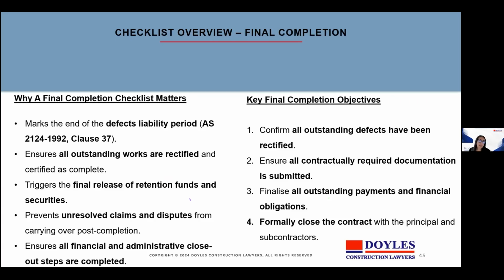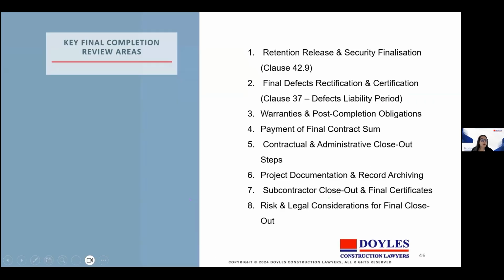So the key financial completion objectives are to confirm all outstanding defects have been rectified, ensure all contractually required documentation is submitted, finalise all outstanding payments and financial obligations, and formally close out the contract, both with the principal and the subcontractors. The key final completion review areas, there are 8 of them, and what this checklist is about is preventing post-completion disputes.